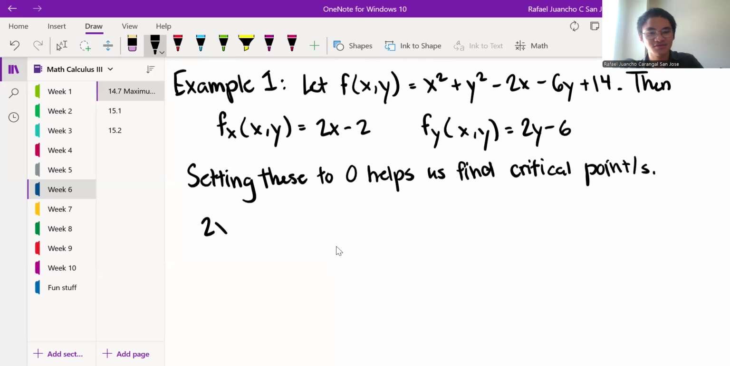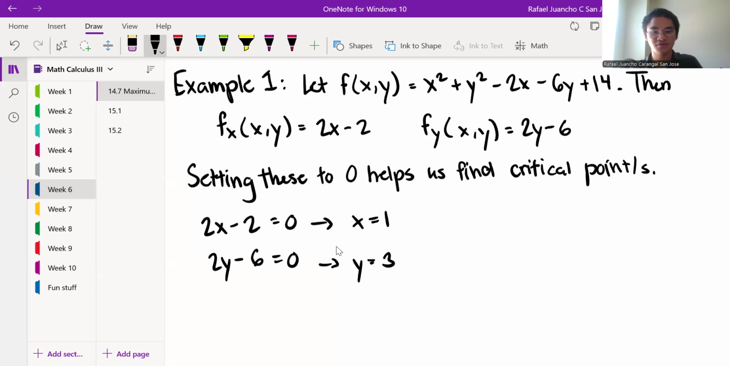If we set these to 0, then we should get, I believe, x equals 1 and y equals 3, right? So those are our critical points. And there we have it. We've actually found that part.